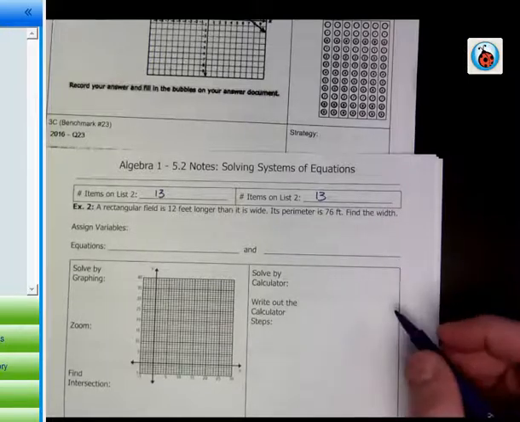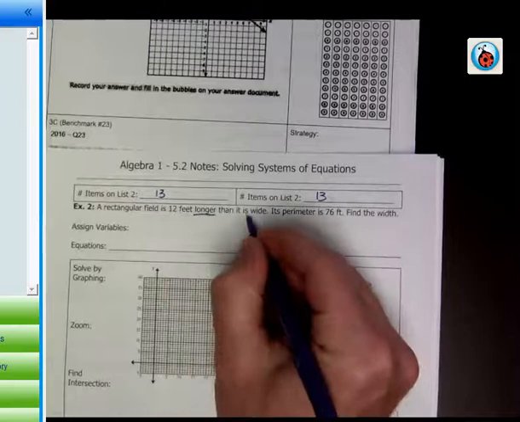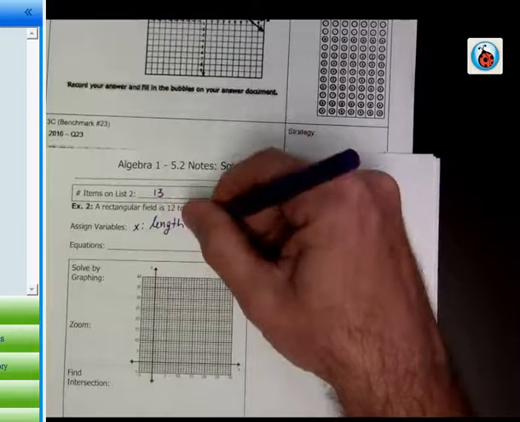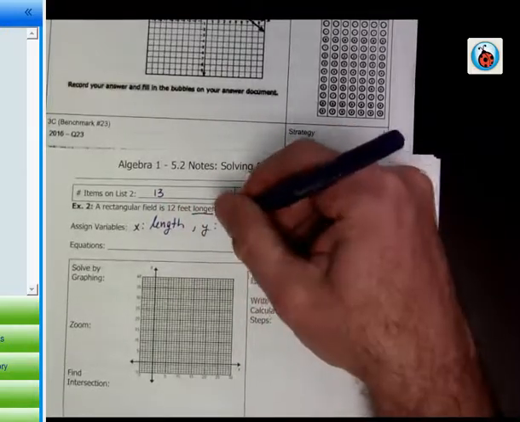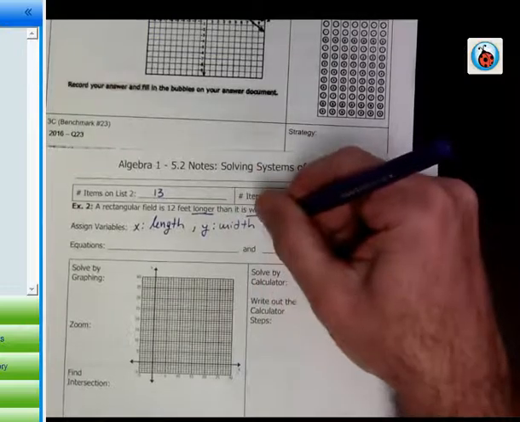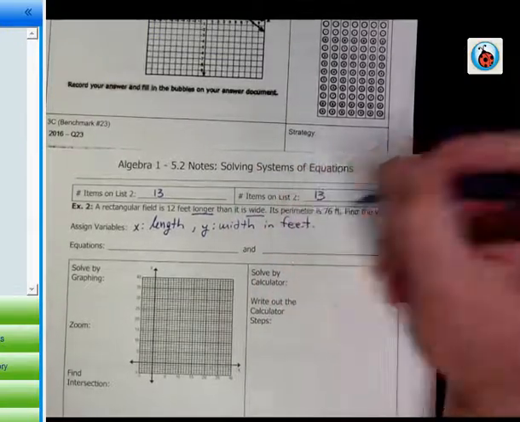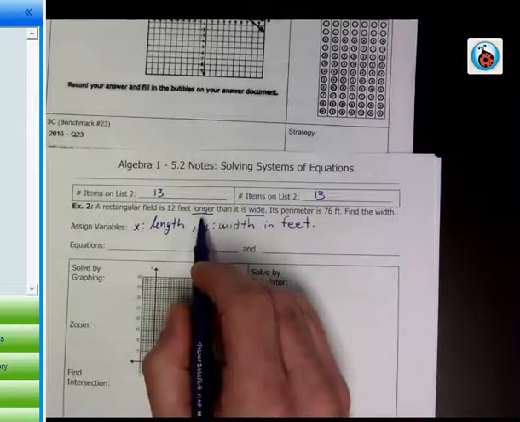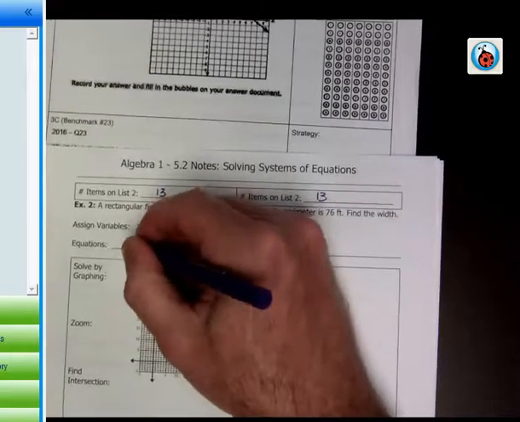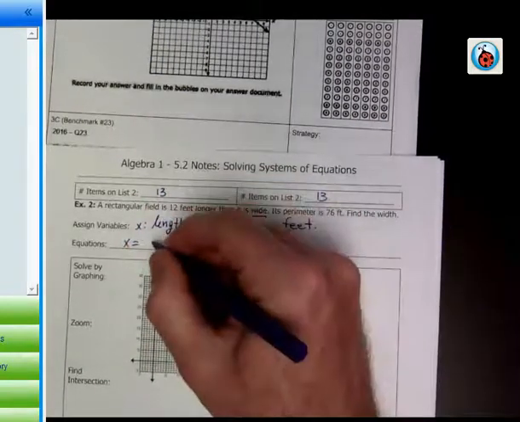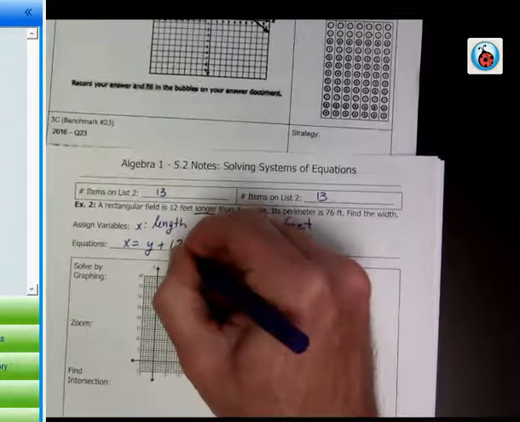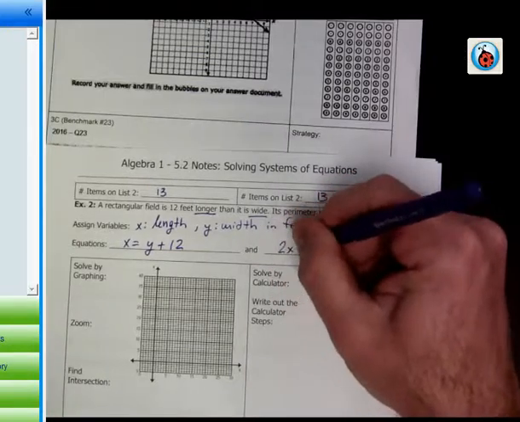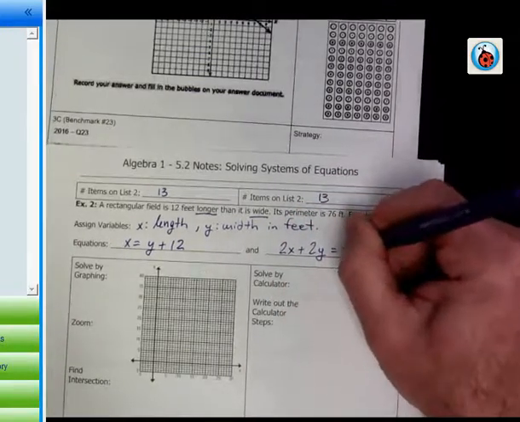A rectangular field is 12 feet longer than it is wide. So I have 2 variables here. X is going to be my length, and y is going to be our width, both in feet. So it's 12 feet longer than it is wide. So the length is 12 longer than the width. And the perimeter, if I add all sides, I get 76.